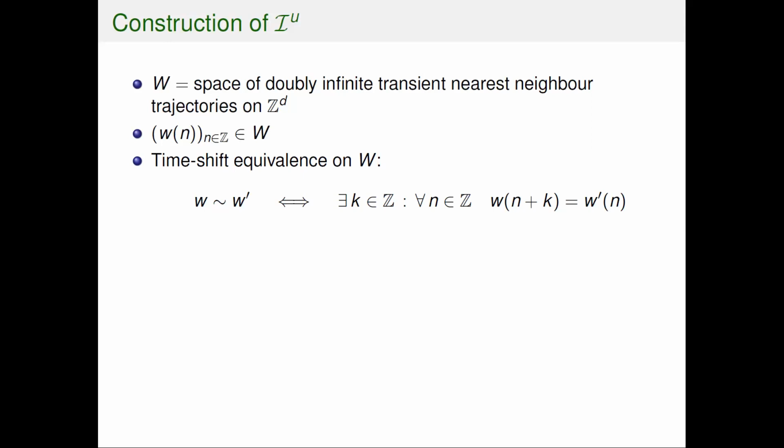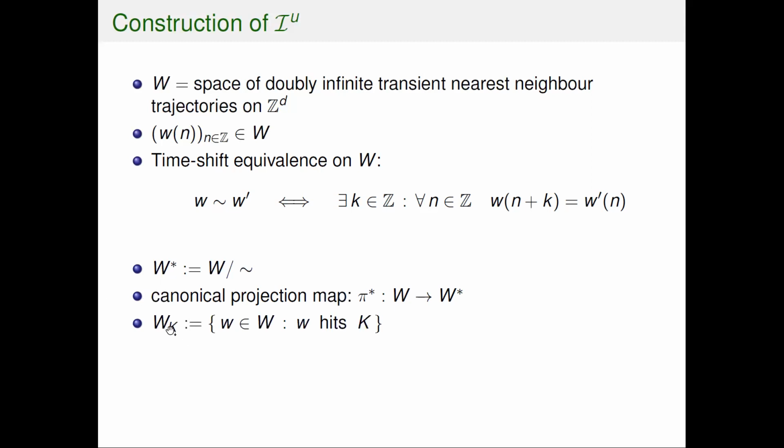Somehow this is going to be a very convenient notation if one wants to define interlacement. And I'm going to define W star, the space of doubly infinite trajectories modulo time shift. So this W star is the set of equivalence classes under this equivalence relation. And I will also need to define the projection map pi star, which maps to each trajectory of Z^d its equivalence class modulo time shift.